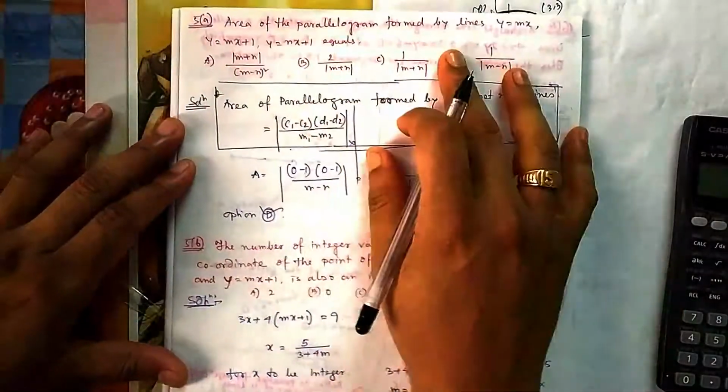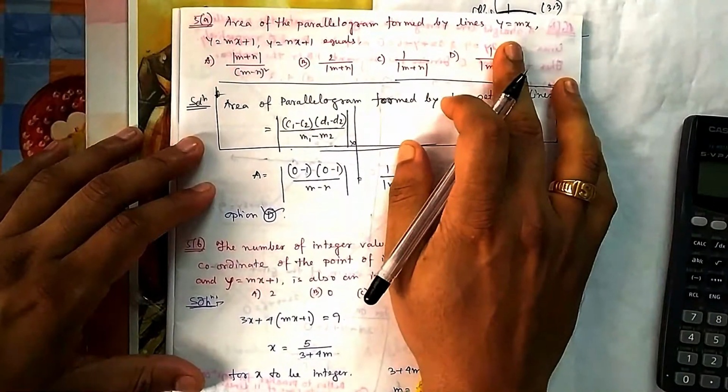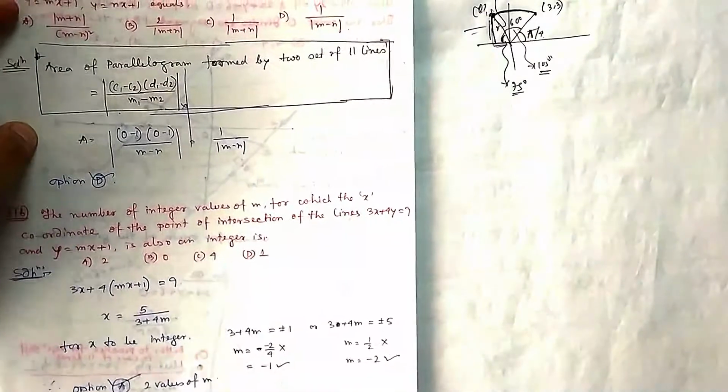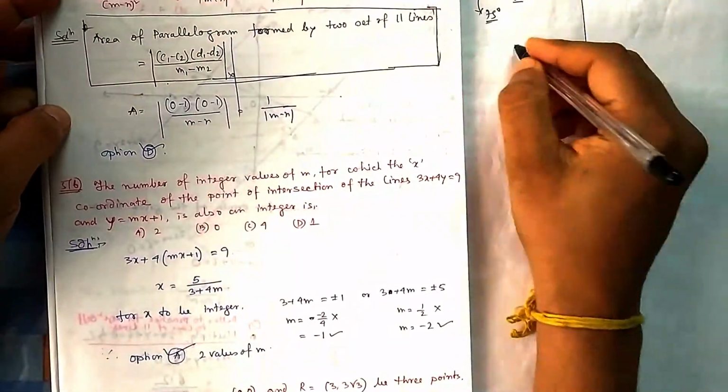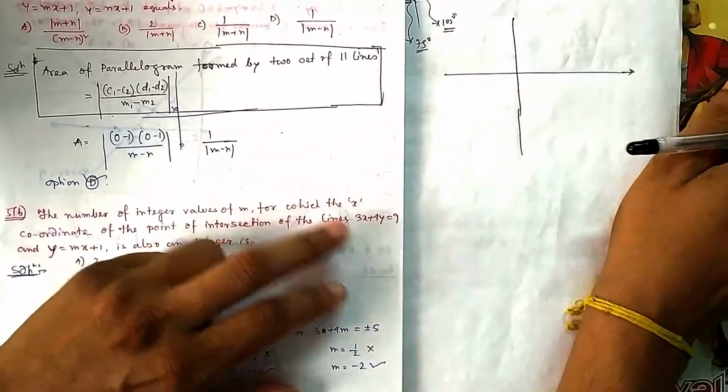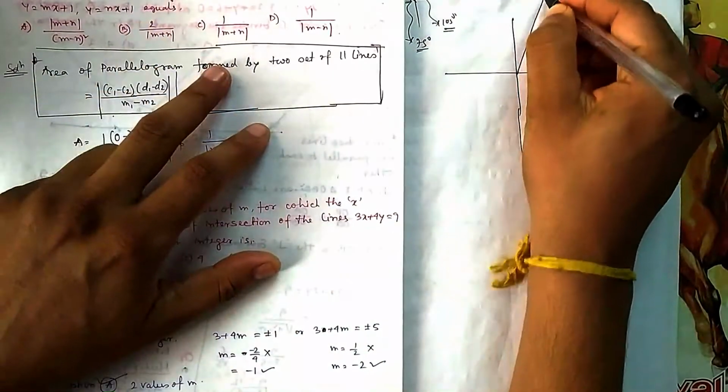Now if you come to 5A, area of the parallelogram formed by these lines. Here I have used a formula, but again how many formulas will you remember? You just need to know how to calculate this one, because for knowing a specific formula for a single problem you may forget it also. So that's why you can solve it in this way.